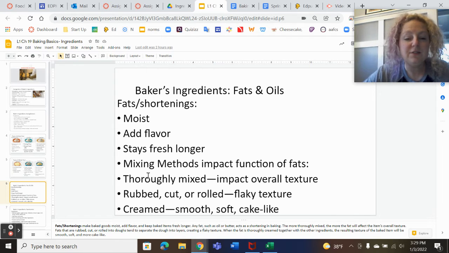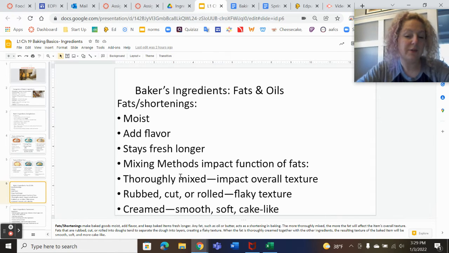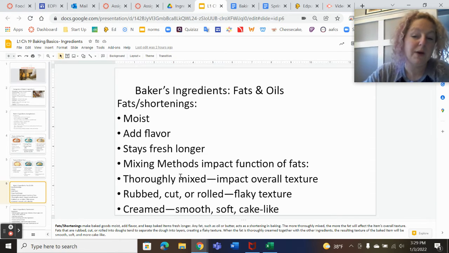When it comes to the mixing methods, how you put the fat together with other ingredients, that's really going to impact the function of the fats. If you thoroughly mix it, that's going to impact the overall texture. You can rub it, you can cream it, you can do it soft and cake-like. You can also cut it like in the biscuit method, and then you get a more flaky, textured baked good product.